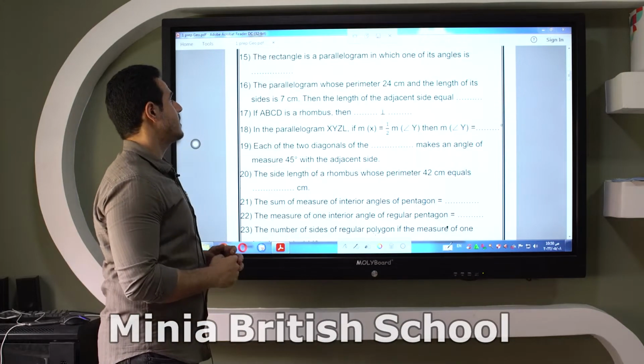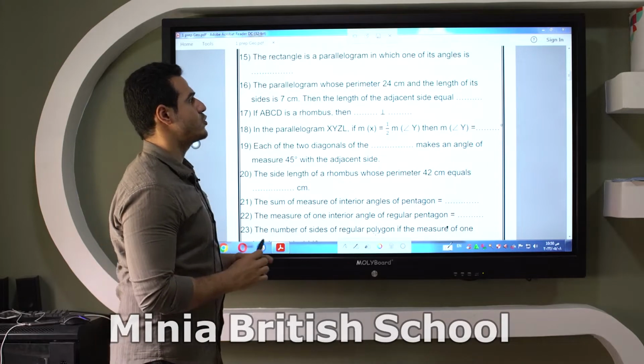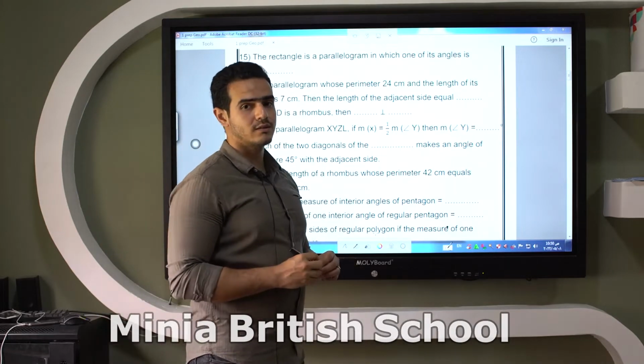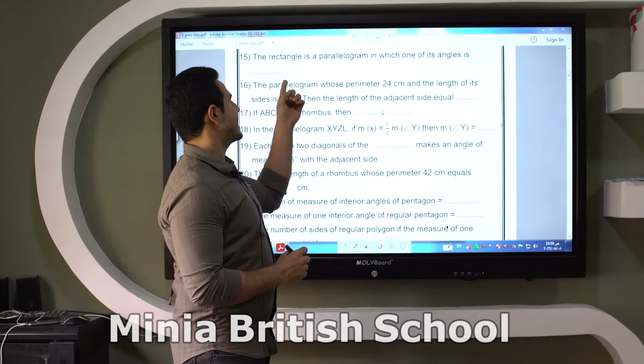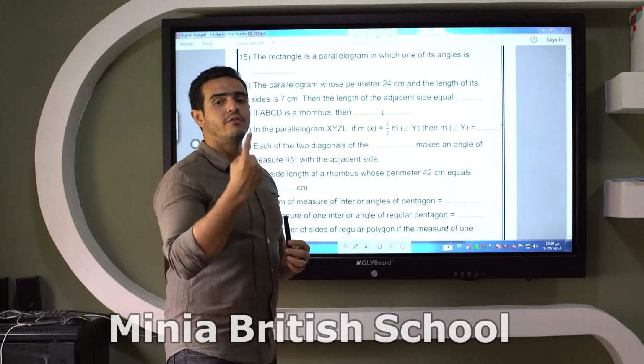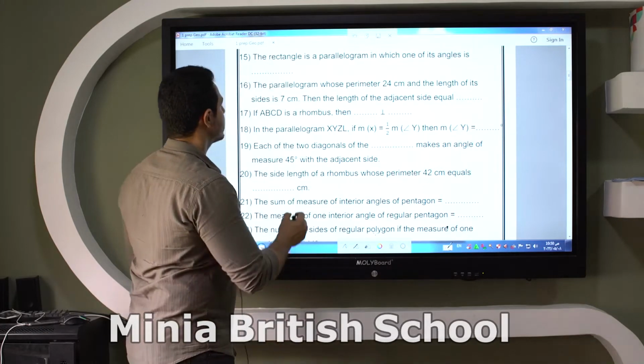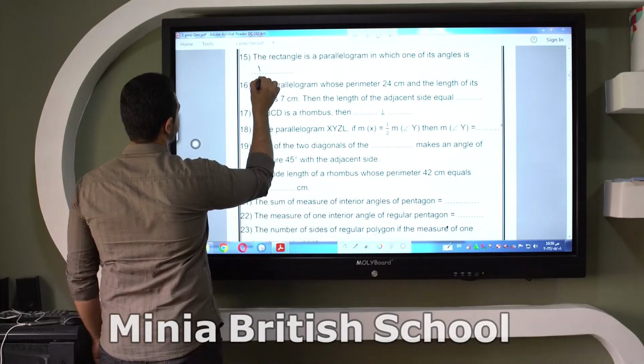Number 15, the rectangle is a parallelogram in which one of its angles is what? We can say that the rectangle is a parallelogram if one of its angles equals 90 degrees, so it is a right angle.